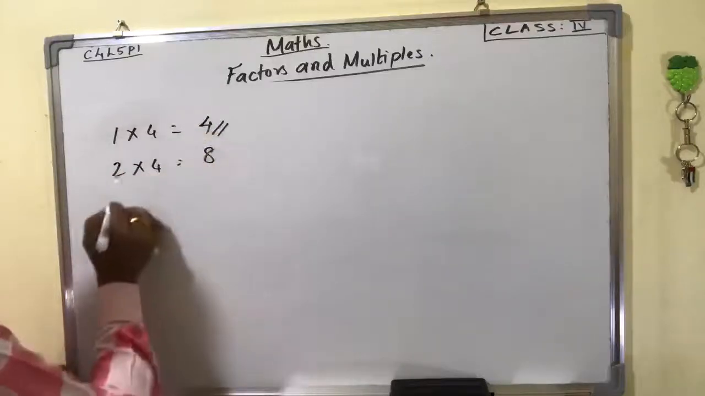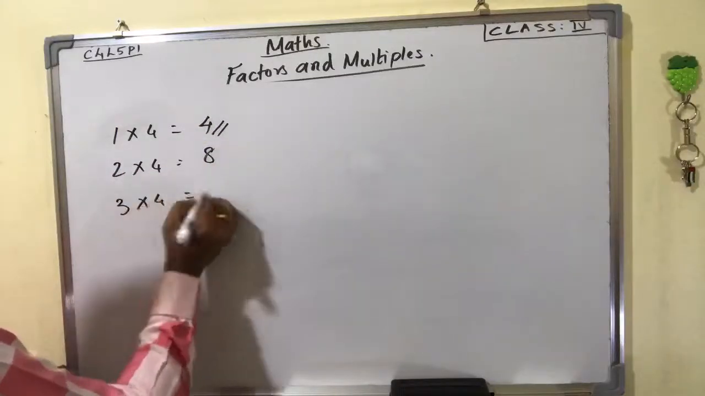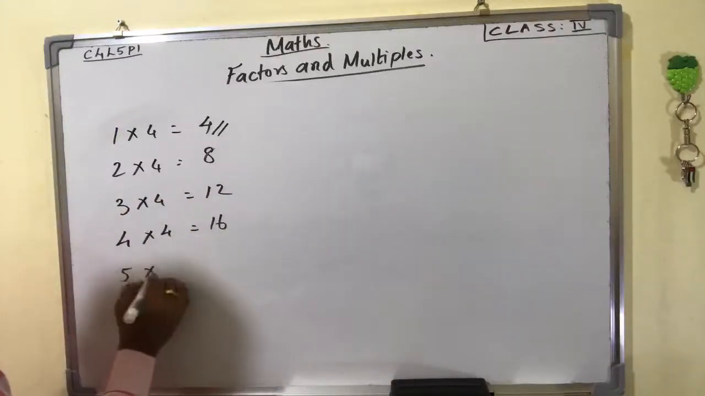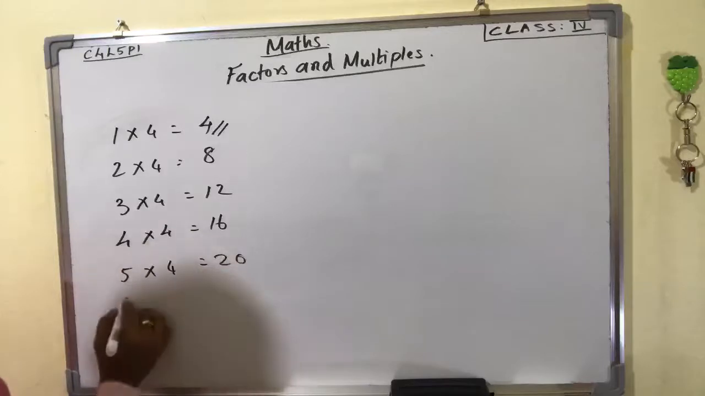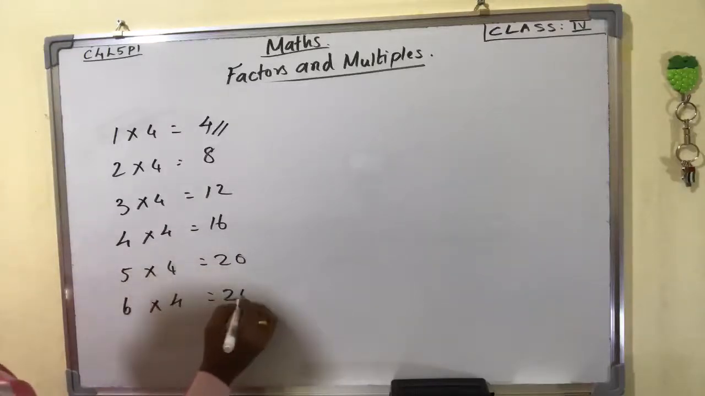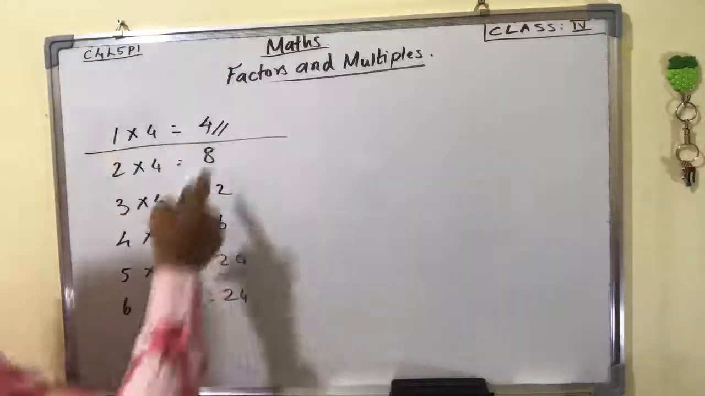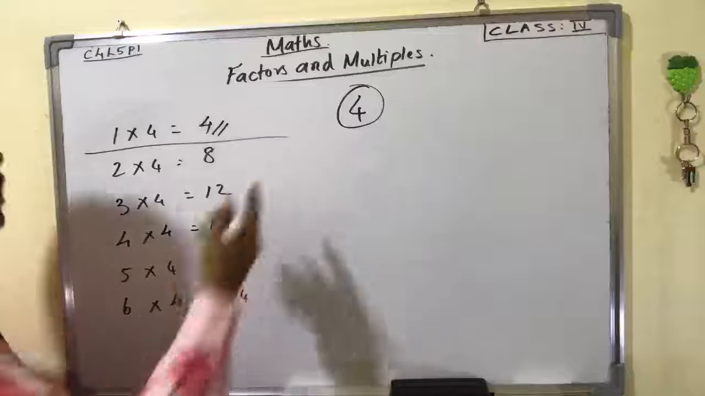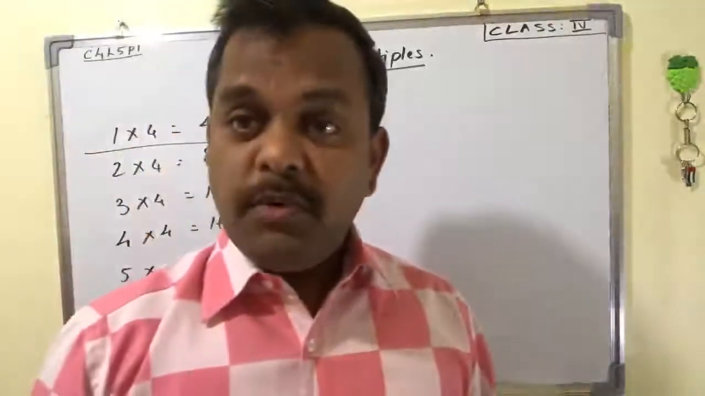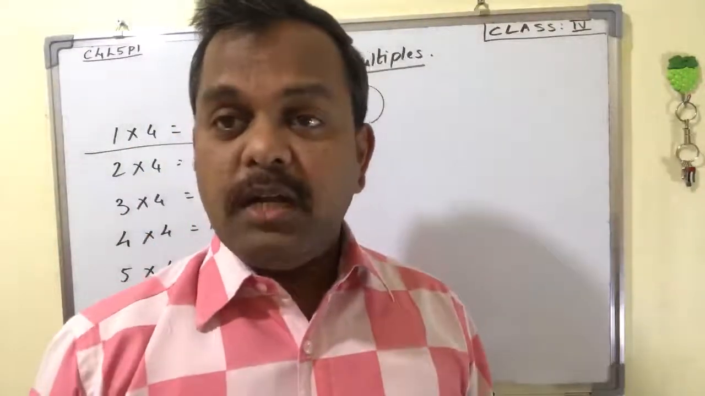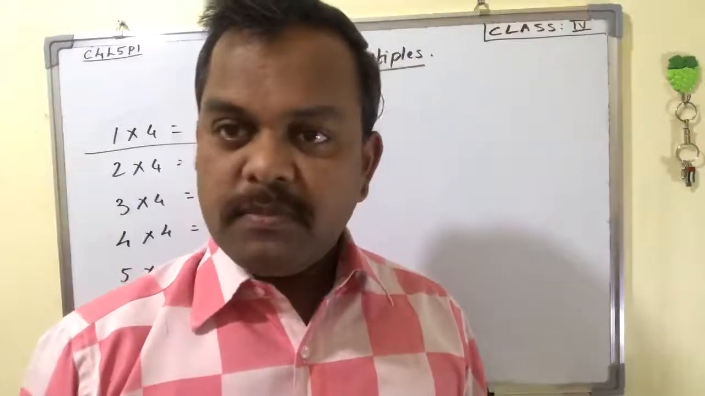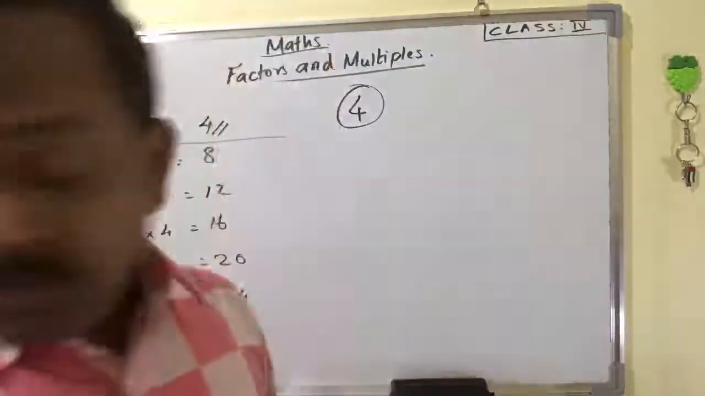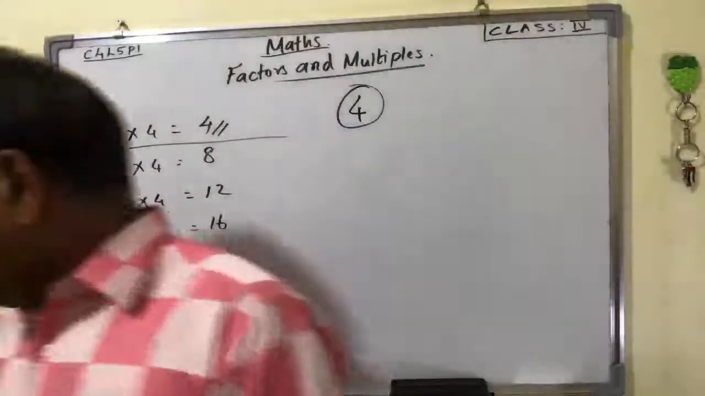2 4s are 8, 3 4s are 12, 4 4s are 16, 5 4s are 20, 6 4s are 24. Next 5 multiples. This is the question: 4 is given. What are the next 5 multiples of 4? Table 4 only. Next 5 multiples of 8: table 8. Next 5 multiples of 12: table 12. And like this you can do everything.